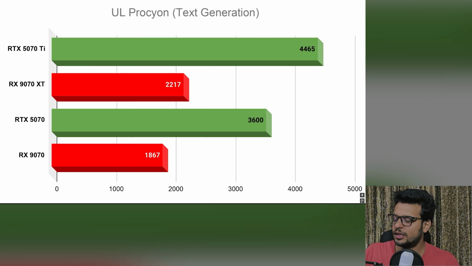Same benchmark for text generation, and here too AMD loses a lot. So 4465 for the 5070 Ti, 2217 for the 9070 XT, 3600 for the 5070, and 1867 for the 9070.